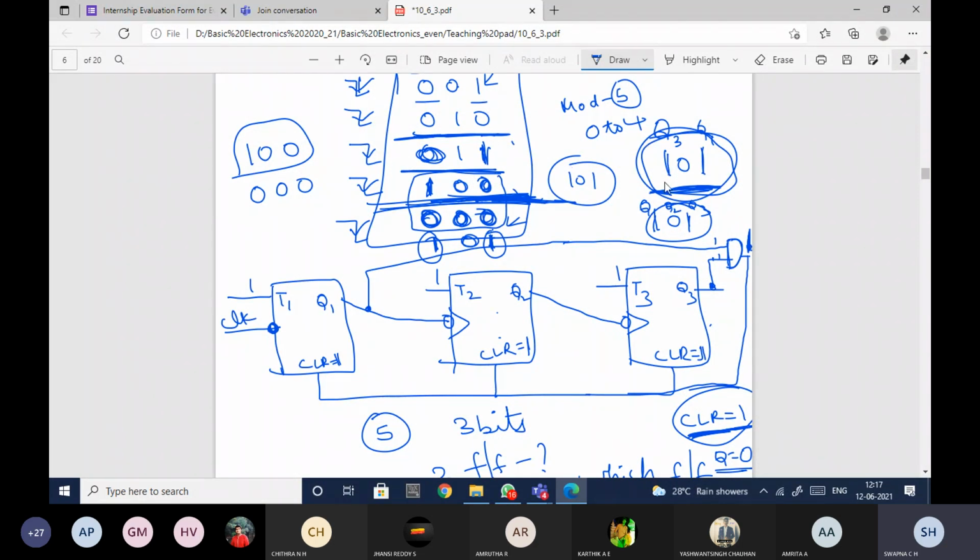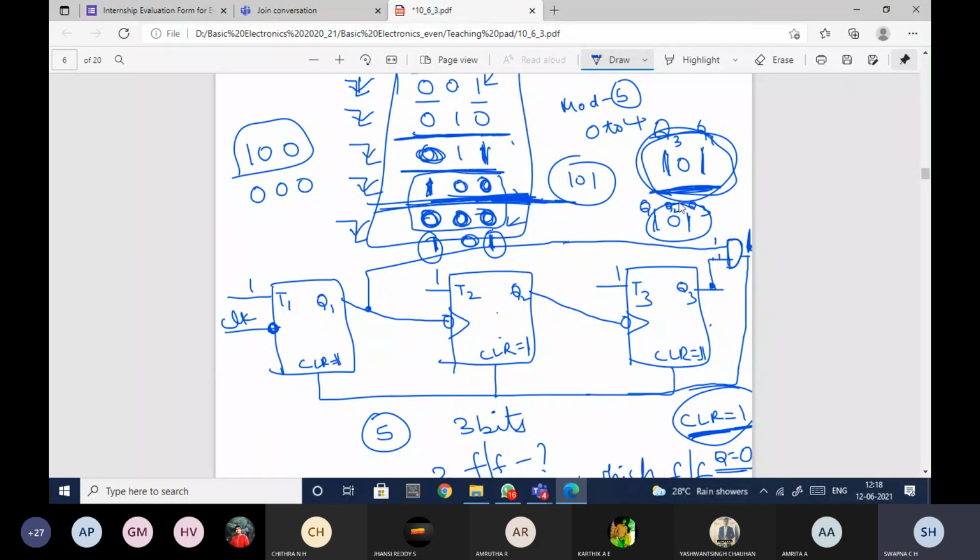Okay, so that is the reason what I thought. If I give Q1 and Q3 to the AND gate, only when Q1 and Q3 is 1, the output will be equal to 1, and the clear input it will get as 1. Whenever the flip-flops get clear input as 1, then immediately it will turn the outputs to 0 0 0. So that is what will happen. So that is the reason I have connected Q1 and Q3.